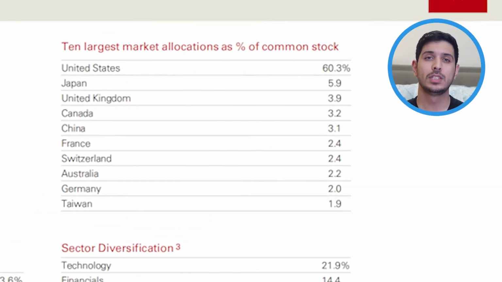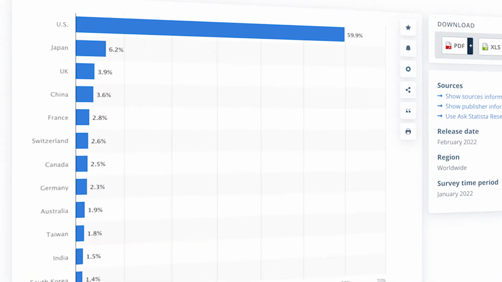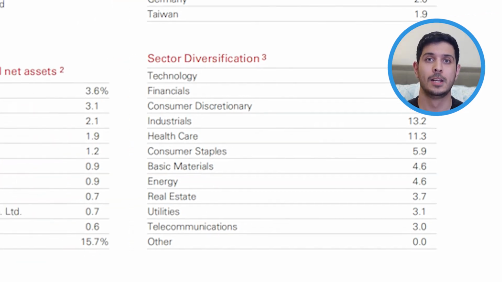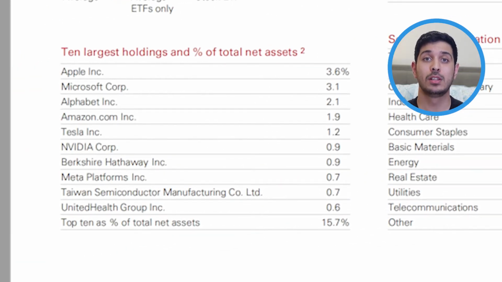The ETF has over 60% of its allocation in US stocks, followed by Japan, UK, Canada, and China. Which makes sense because at current market weights, the US stock market comprises about 60% of the total global market, followed by Japan, UK, and China. About 22% of the ETF is in the technology sector, followed by financials, consumer discretionary, industrials, and healthcare. The ETF's top 5 holdings are Apple, Microsoft, Alphabet, Amazon, and Tesla.